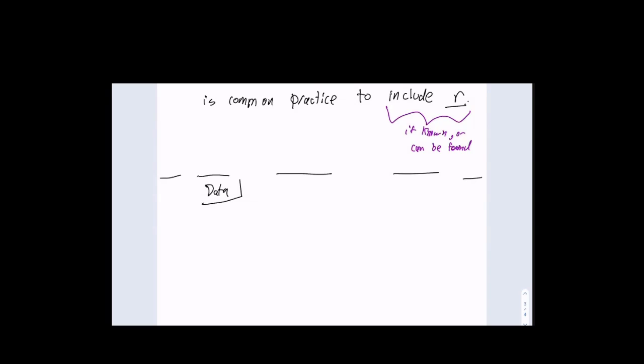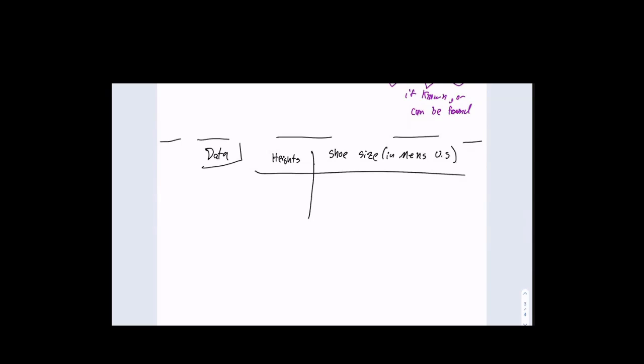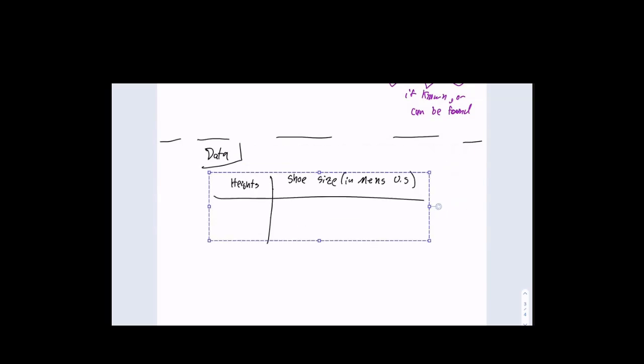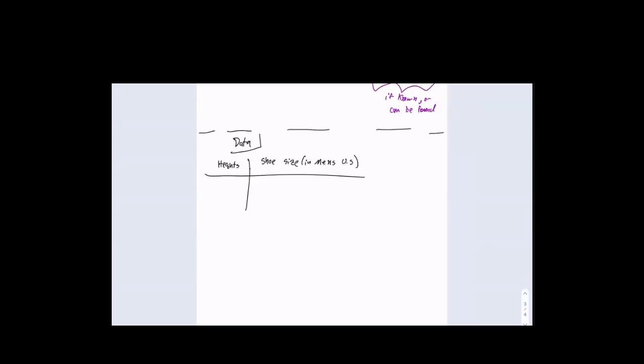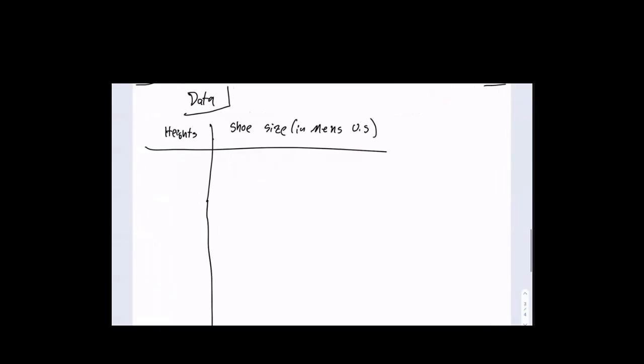Let's say that we were collecting data on students' heights and their shoe size in U.S. men's size. Okay, so actually, let me edit this down a little bit. I think I can fit everything. So my data, I'm going to write the data down. This is more for tomorrow.